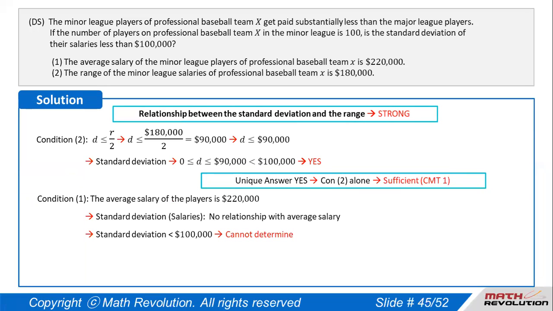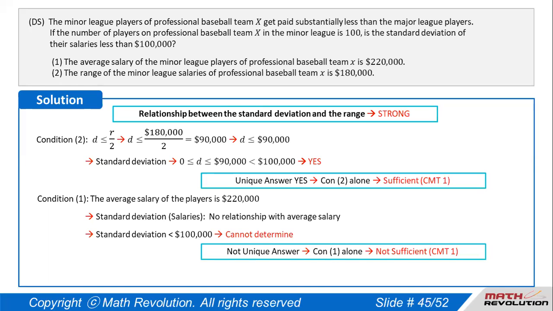Now let's go on to condition number 1, which is a relationship between average and standard deviation. The average salary of the players is 220,000. The standard deviation cannot be found right now because I've not got the data here. So we cannot determine it. I have a number of players, which is 100, but I don't have any particular data on how the mean is dispersed and spread. So condition number 1 will not give a unique answer because it cannot be determined. So I still go with my answer: 2 alone is sufficient, and that is answer B.